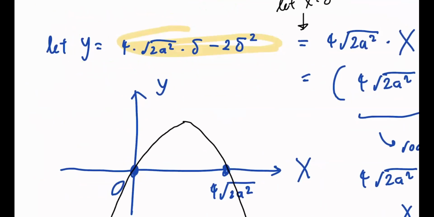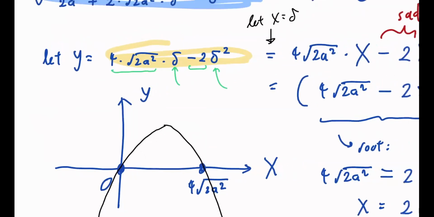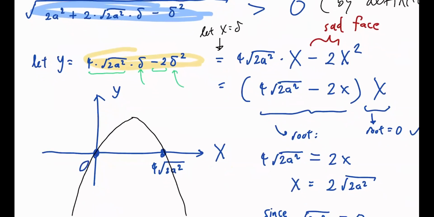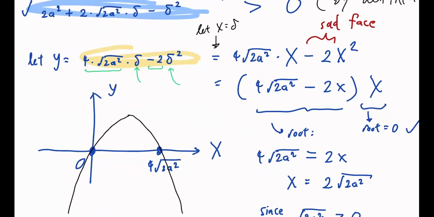So the numerator there, I have a letter A, just pretend it's a number. So this 4 times square root whatever is just a number. Multiplied by a delta, then there's another number followed by a delta square. Is that okay? So to make things more familiar to you, I'm gonna do a substitution. I'm gonna let capital X equals to delta. So here we get y equals to 4 root 2a squared times x minus 2x squared. So it's really just a quadratic expression in terms of x.